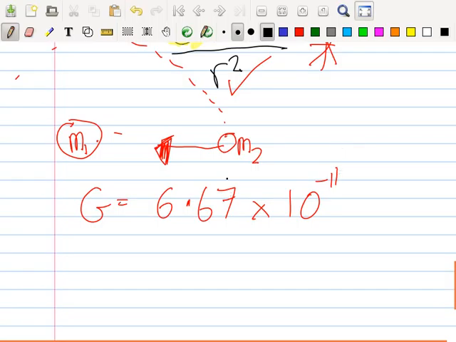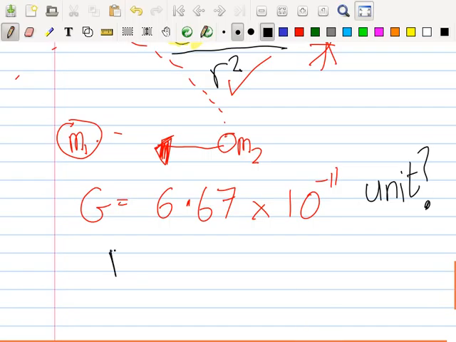What's the unit for G? Does anyone know the unit? Kilogram? No. You might think it's newtons. It's actually not newtons, but good guess. Newton meter over the kilogram. You're getting very close, Mustafa.